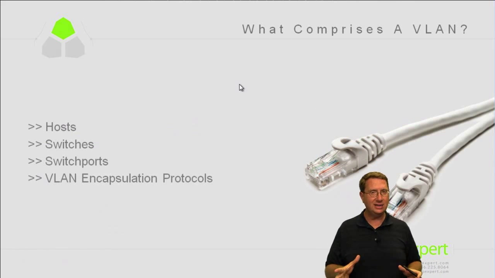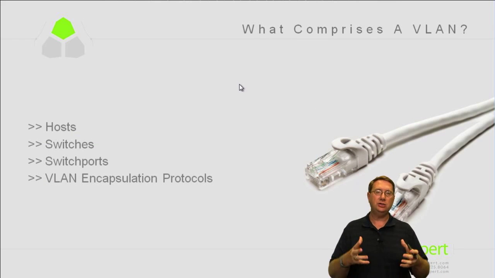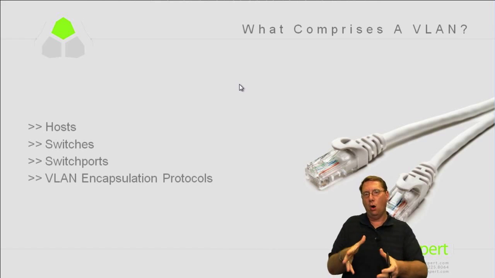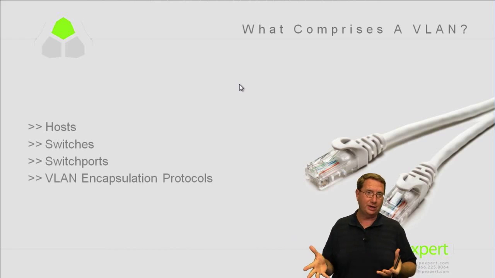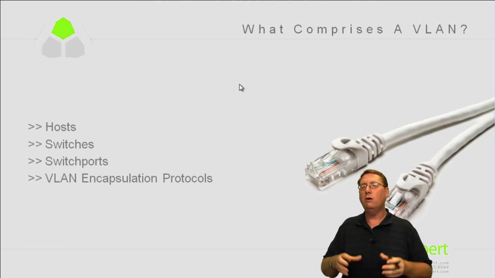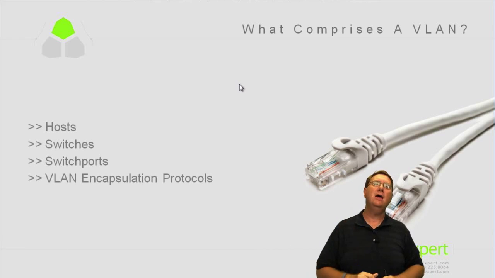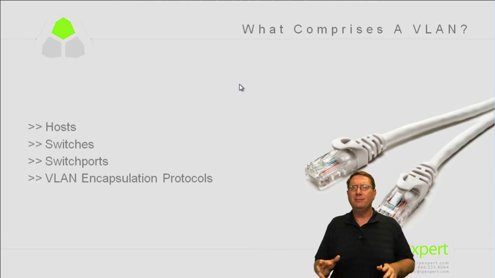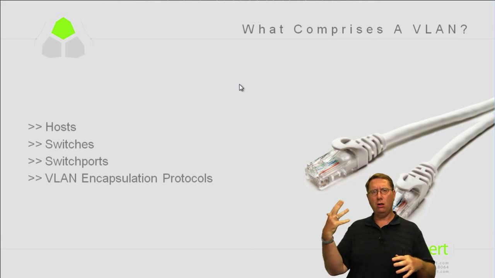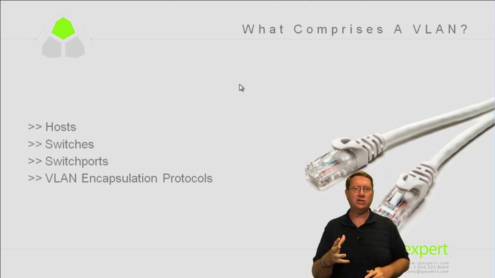Now, I mentioned a VLAN is basically just a group of users operating in their own network segment. And what can we actually use to comprise VLANs? Well, VLANs are made up of hosts, switches, switch ports, and VLAN protocols. Now, VLAN protocol is kind of an oddball or an off-the-wall term.